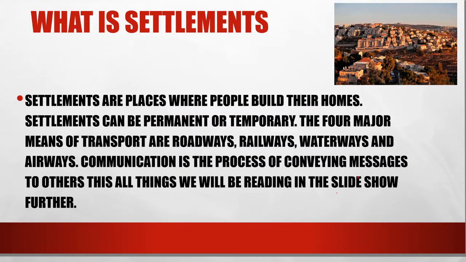So the chapter starts with: what are settlements? As we all know, settlements are places where people build their homes, do farming, and keep their livelihood. But settlements can also be divided in two forms. First is permanent settlements, and the next is temporary settlements. So, what are they? Temporary settlements are those kinds of settlements in which people are nomads.